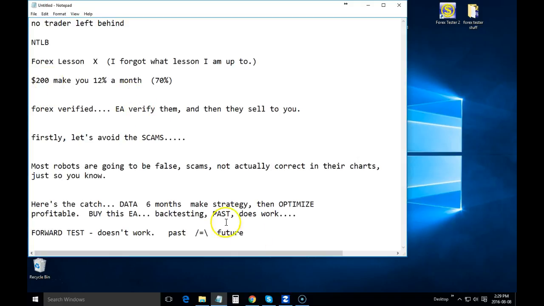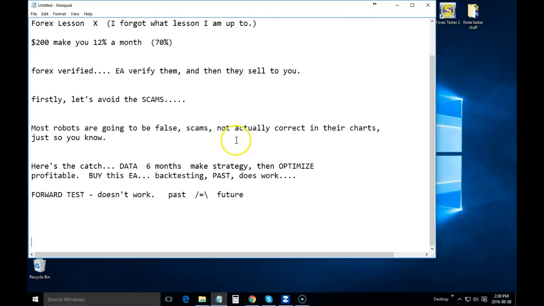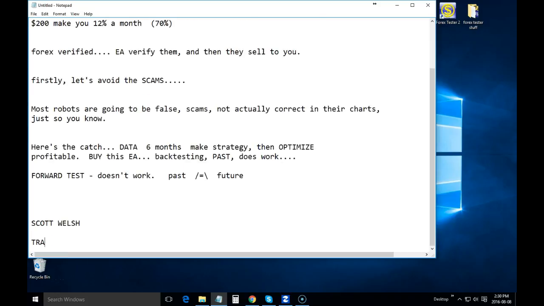So long story short, the lesson here is you're going to see a lot of stuff if you start looking for expert advisors and robots that are just false. There's only a couple people out there that are actually doing well with their strategy testing. One of them is Scott Welsh, and another one is TradeView Investments.